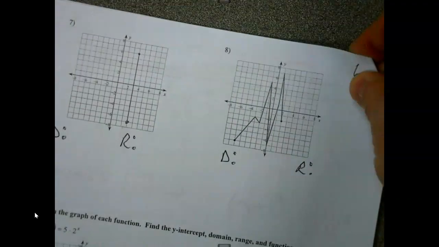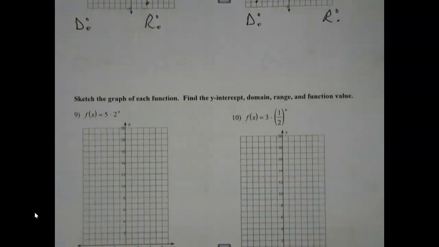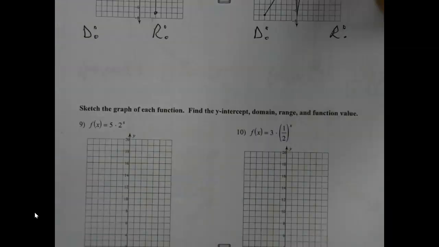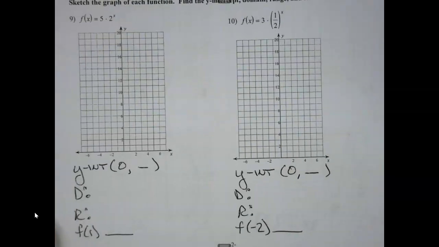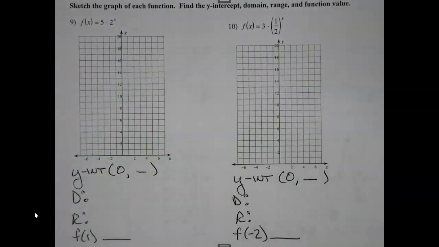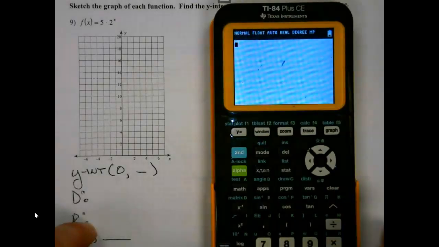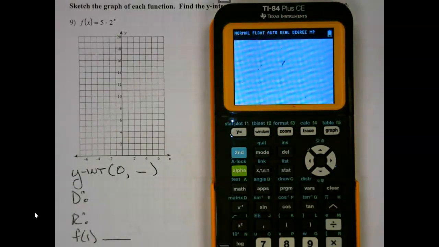So let's play with a few of these. Let's see how this is going. Over on the back, onto page number 6. Okay, sketch the graph of the function. Find the y-intercept, domain, range, and function value. I've got the steps written over here on the sideboard if you don't want to flip back and forth with notes for right now. But you are going to want to be working and not just watching me do it, because when you've got to do it on your own, we want to make sure we're good.